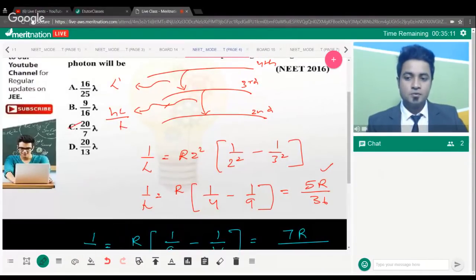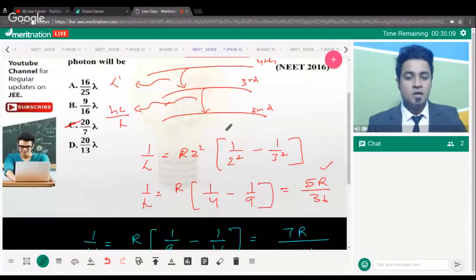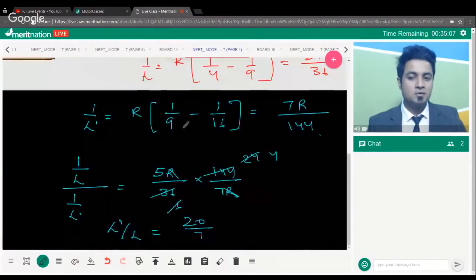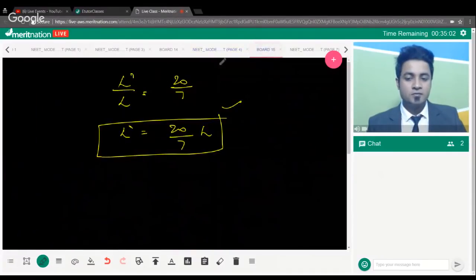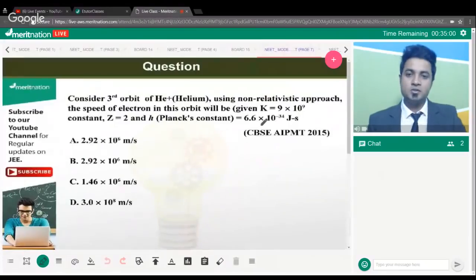So guys, the only formula you have to remember is this one. This is the Rydberg constant R, you know that, right? This is a formula you can remember and you can get the questions done. Let's talk about this one.